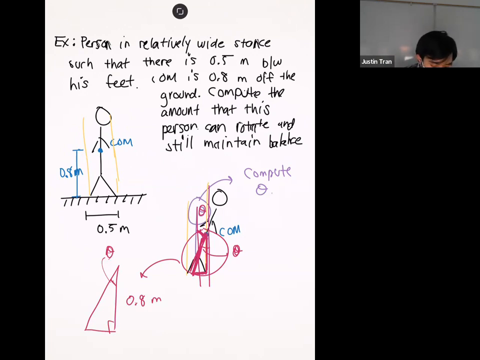The horizontal distance, or this distance down here, because we define this line right here to be acting at the midline, is only going to be half the width of the base of support. Remember, the base of support goes from one foot to the other foot, but the midline goes right in the middle of that. And so the horizontal distance here is going to be 0.25 meters.